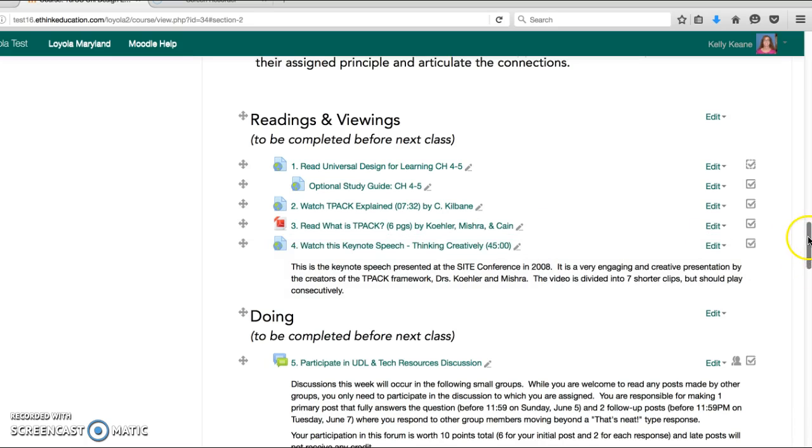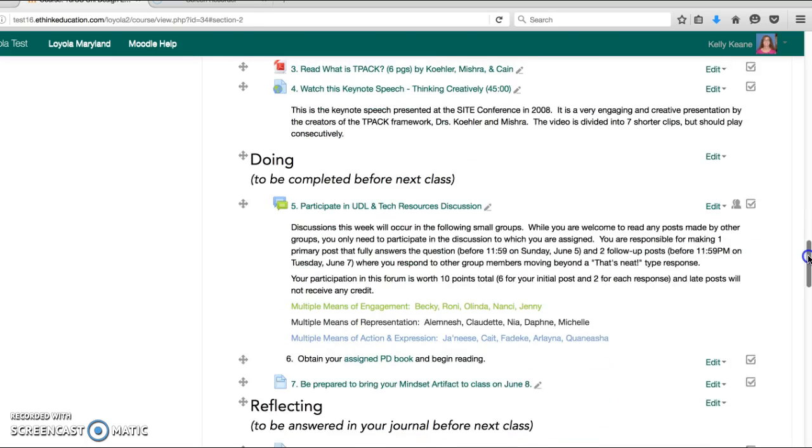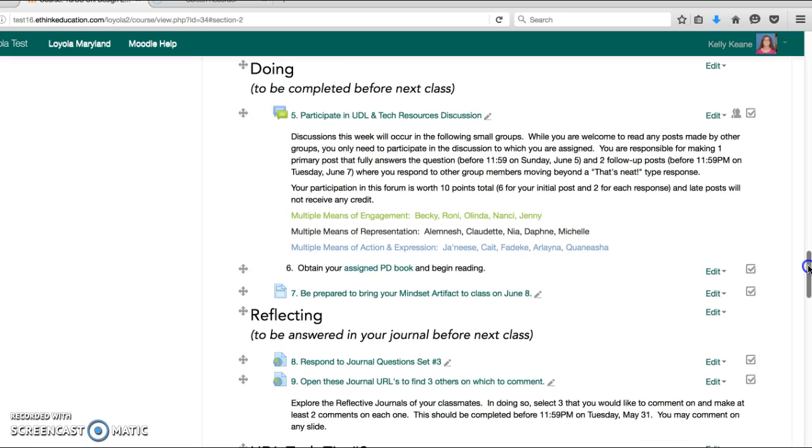So after you complete the readings and viewings, you do have one discussion board, and I chose to make it just a traditional forum because I understand that there's been some issues with using VoiceThread on this test site, so I just decided we would keep it simple. You're in an assigned group, either the multiple means of engagement, multiple means of representation, or the multiple means of action and expression group, and while you can read what anyone else in the other group posts, you're only responsible for making a post and responding to 2 other people within your assigned group.